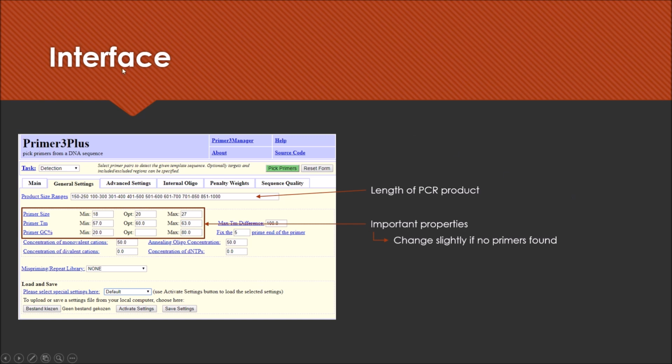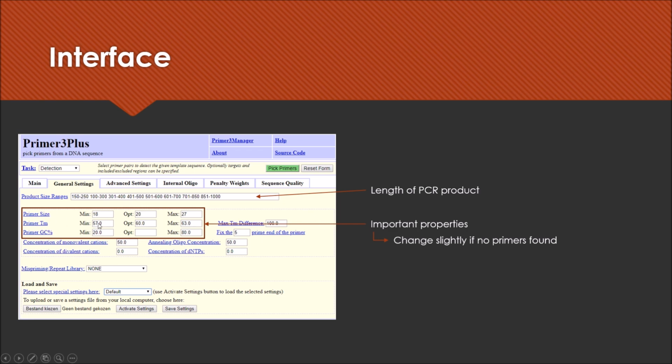But before we do that, we also have an important tab called General Settings, where we can change some important aspects. The first one is the length of the PCR product. In some cases, this may be important in your project. The length of a PCR product is basically the size you will see on your agarose gel. In this case, it's put at random, so it can be any size, but you can specify this.